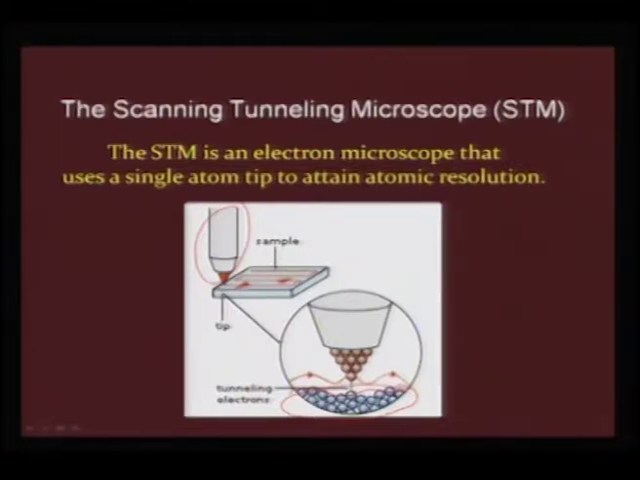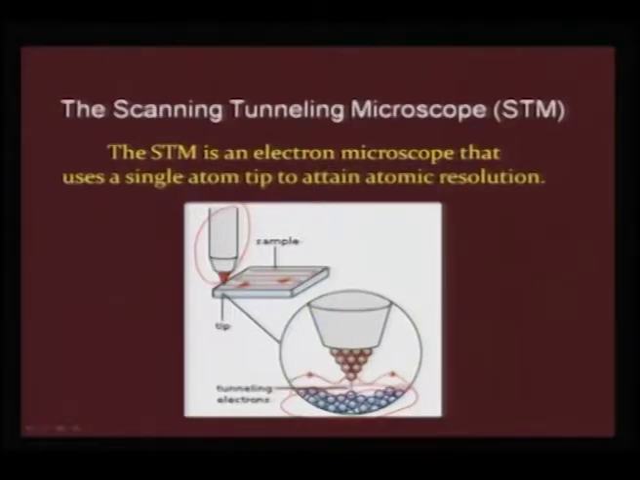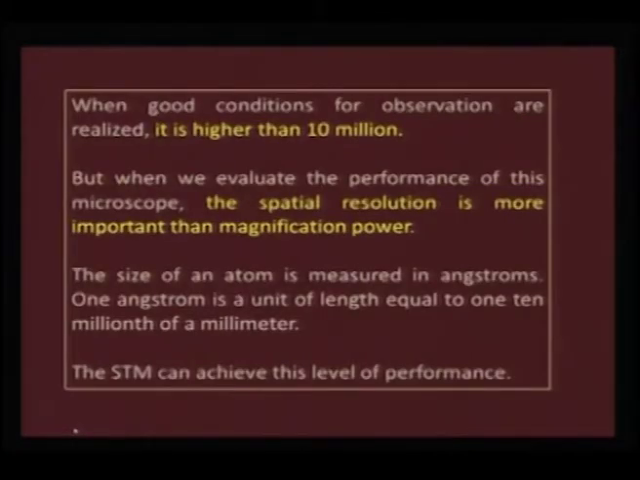When you bring this tip to such atomic level dimension, a process of tunneling is possible between the tip and the surface which you want to scan. As a result, when you attain a tunneling condition, it is possible to generate a topography of the material that you want to study. So, STM is essentially an electron microscope that uses a single atom to attain atomic level resolution. Therefore, this is certainly a more refined technique compared to the scanning electron microscope.